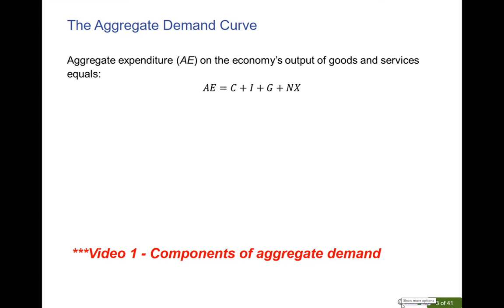Okay, let's start. The components of the aggregate demand. Remember, aggregate demand means the demand for the goods and the services from the whole society. So in that case, we can imagine aggregate demand, AD, can actually be represented by aggregate expenditure, meaning the spending on the goods and the services from the different sectors of the economy.